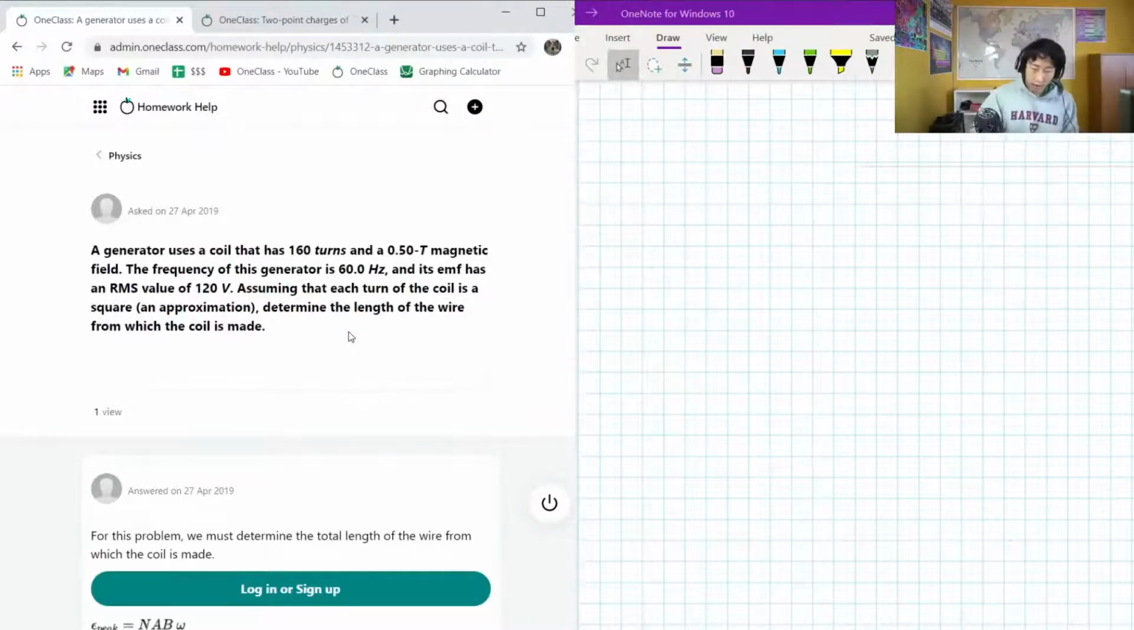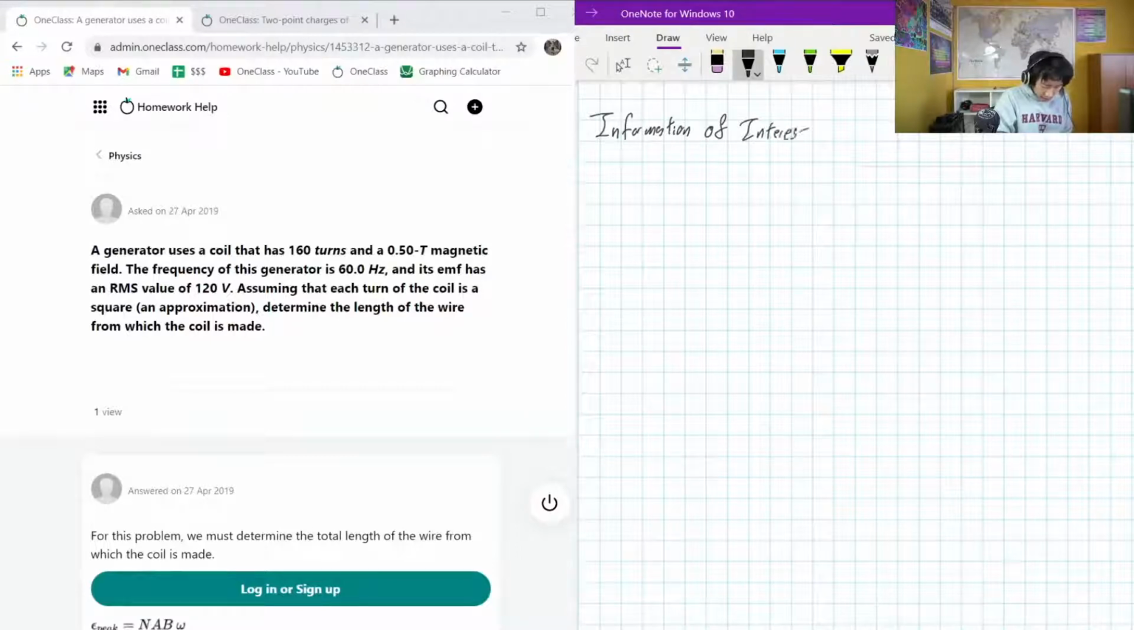Okay, so let's extract the information of interest out of this question. So the first thing that we are given is 160 turns. So that's going to be our N value. 160 turns. And our magnetic field is represented with B. That is 0.5 Teslas.